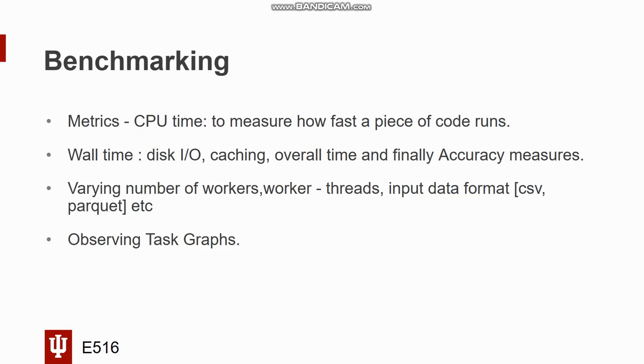And when I say varying, the things that I varied was workers, that is the number of workers in the cluster, and the number of threads that each and every cluster had, and then changing the input data format from CSV to Parquet, etc. And then finally, to understand how parallelization happens in the backend of Dask, I used Task Graph to check if all these workers had computations running on it, etc.